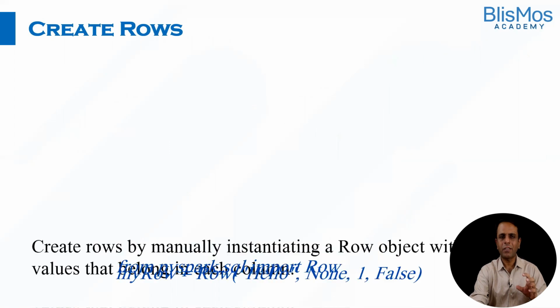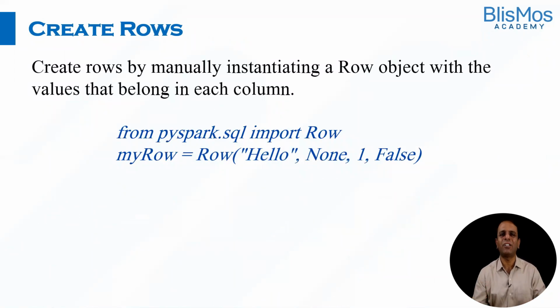Now that we understood what rows are, let us try to understand how we create them. We can create rows by instantiating the Row object. While instantiating the Row object, we have to provide the column values also. Remember, when we create data frames, rows are automatically created. In case you want to create the rows manually, that is when you instantiate a Row object. Before we do that, we definitely need to import this Row object.